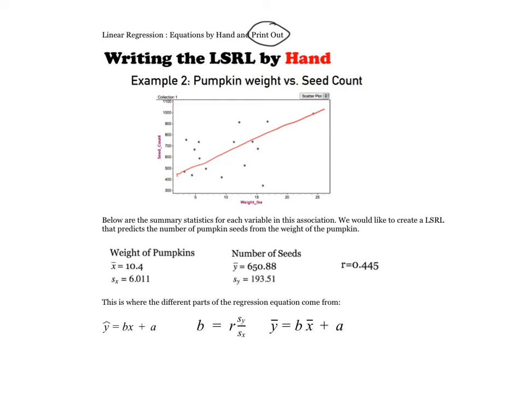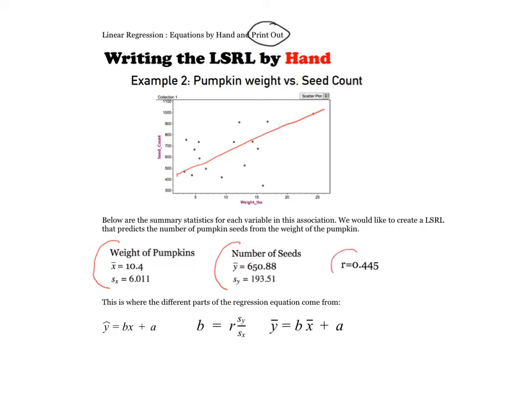Now, below are the summary statistics for each variable in this association. And we could find all of these just taking the raw data from a table. Notice for the pumpkins, we found the average weight was 10.4 pounds, and the standard deviation of the weight of the pumpkins was just a little over 6 pounds. And for the pumpkin seeds, we found the average number of seeds per pumpkin was about 650.88, and the standard deviation of seeds in pumpkins was about 193.51.